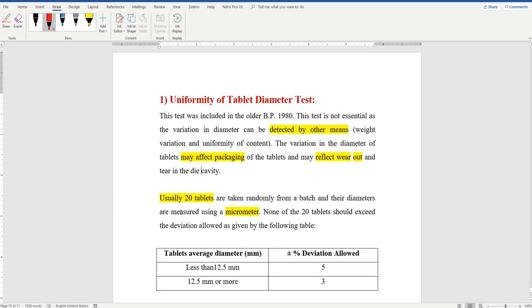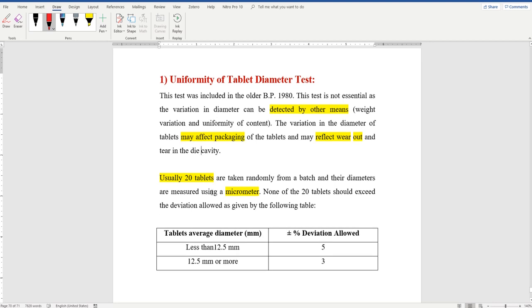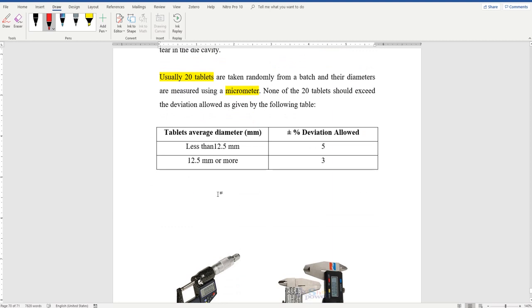Okay, in this test you take 20 tablets and you measure the diameter or the thickness of the tablet. So for 20 tablets, each tablet registers its diameter and then you get the average of the 20. That means how many readings do you have? You have 20 readings for the diameter.